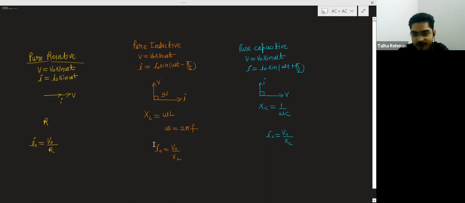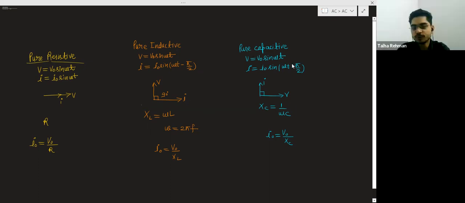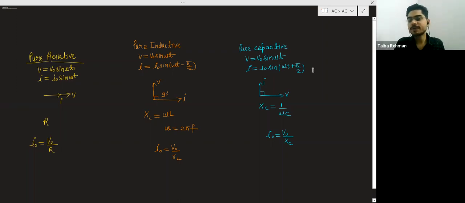So you can find I naught. I naught is equal to V naught by XL. In a pure capacitive circuit, the equation of the voltage is V is equal to V naught sine omega t, and the equation of the current is I is equal to I naught sine omega t plus pi by 2.